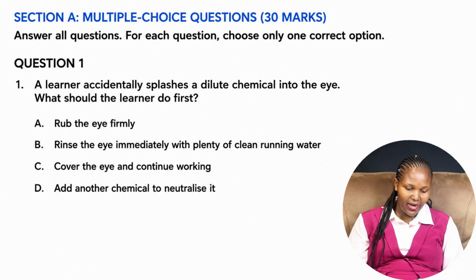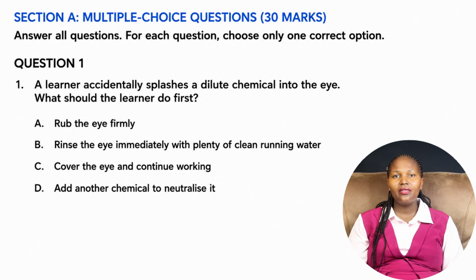Welcome. We are going to begin with question 1, and question 1 asks that a learner accidentally splashes a dilute chemical into the eye. What should the learner do first? So we have the options there. Should the learner rub the eye firmly, or rinse the eye immediately with plenty of clean running water, or cover the eye and continue working, or add another chemical to neutralize it?